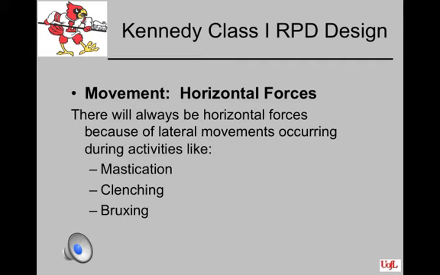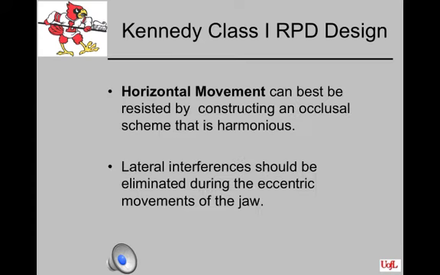With regard to horizontal movements, you're going to always have horizontal or lateral movements occurring during activities like mastication, clenching, and bruxing. You really can't get around that. The best treatment for horizontal movement is to construct an occlusal scheme that is harmonious with the rest of the natural teeth. All lateral interferences have to be eliminated during the eccentric movements of the jaw.